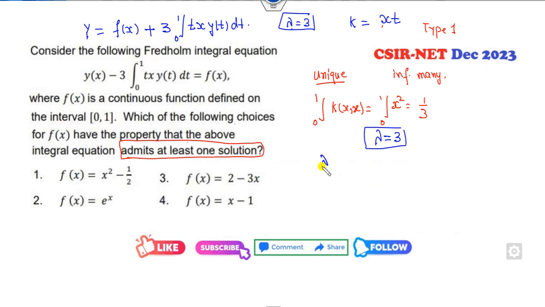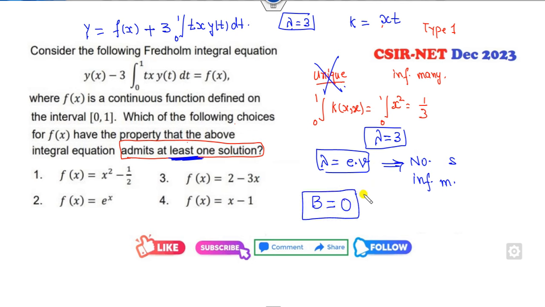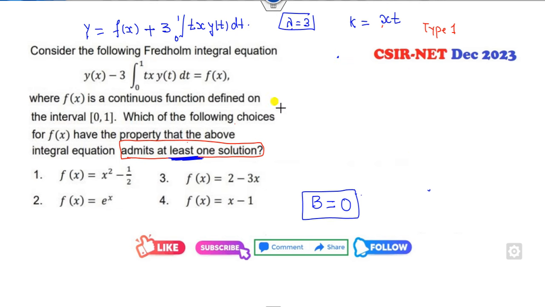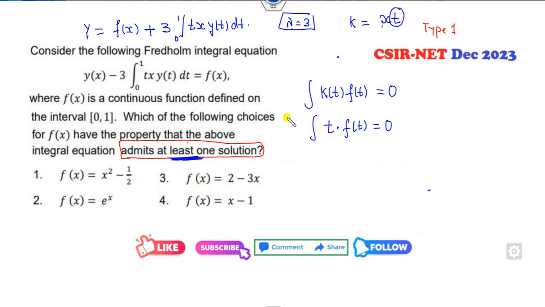Now since lambda is equal to the eigenvalue, you will get either no solution or infinitely many solutions. So uniqueness will be cancelled out. But it admits at least one solution, that means infinitely many solutions. That means B should be 0. What is the formula for B? The integral of K(t) into f(t) should be 0. K(t) is a function of t, and f(t) we never know. So now you can look at the options one by one to see which satisfy this property.